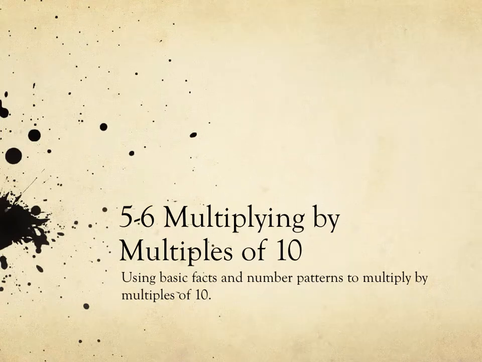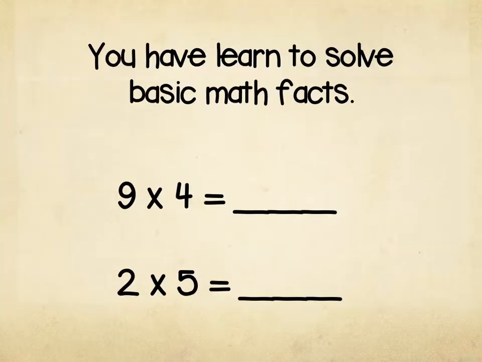Today we're going to be talking about multiplying by multiples of 10. So, you have already learned how to solve basic math facts. I have a couple here. Let's solve them together. We know that 9 times 4 is 36, and 2 times 5 is 10. You're pretty good at those, and we know how to use those. Now we're going to use those when we do multiples of 10. Let me show you.